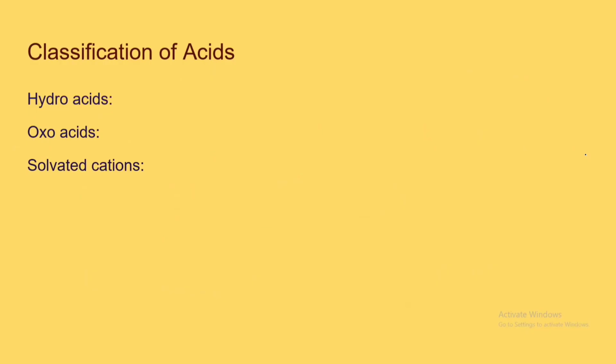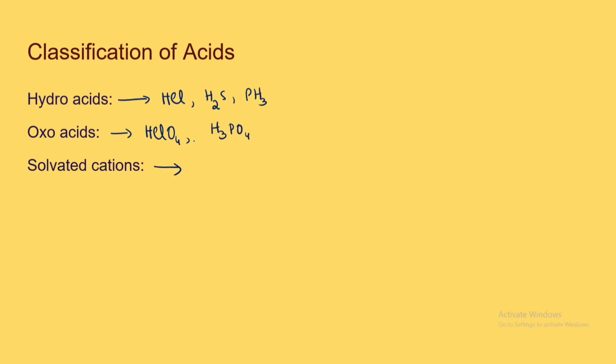So again, the acidity of an acid depends upon the nature of the compound, its structure, and its position in the periodic table, as we've already discussed. Under the classification of hydro acids, we have HCl, H2S, and PH3. These are a few examples. Under oxo acids, we have examples like HClO4 and H3PO4.